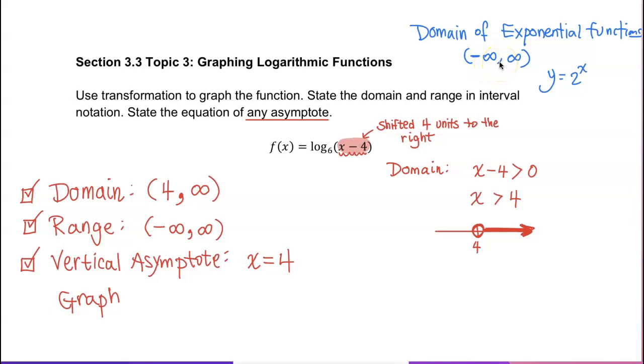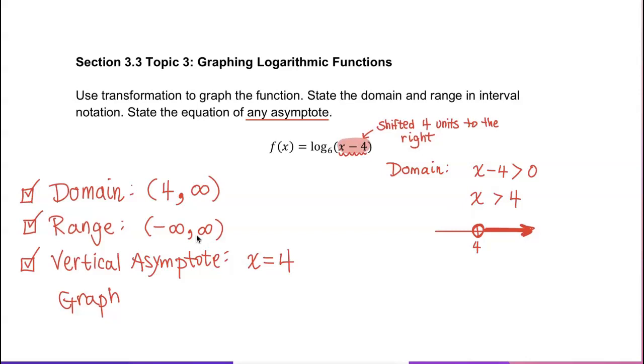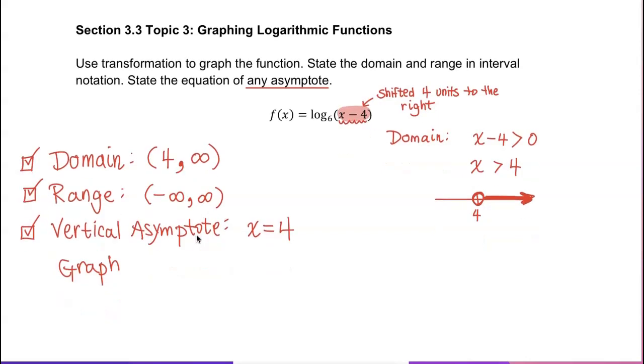But when you make the inverse, the domain and range switch, right? So that's why it's easy to just memorize that the range of a log function is always going to be from negative infinity to positive infinity, all real numbers. So we found the domain, we found the range, and the vertical asymptote. The last thing we need to do is just to graph this. So let me just copy this down here so that we can graph it.